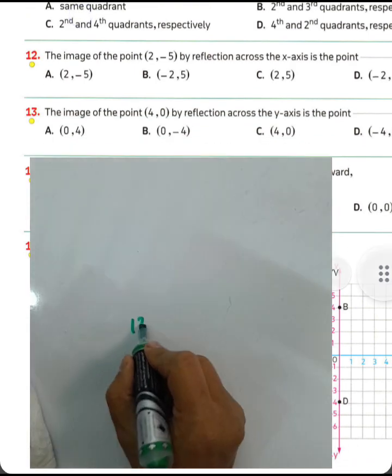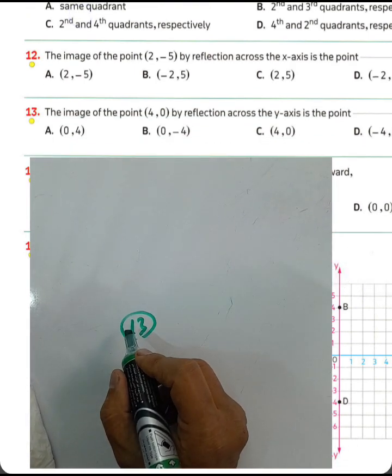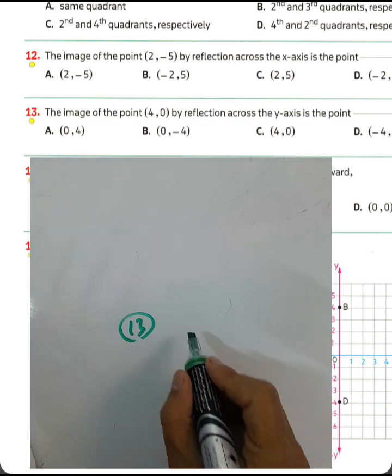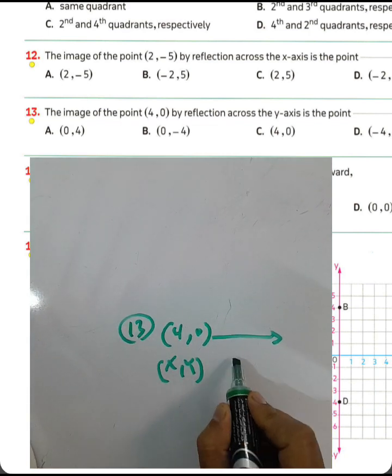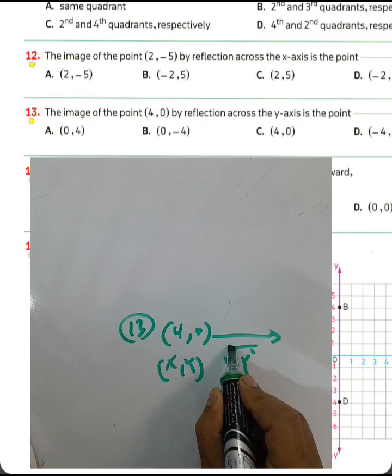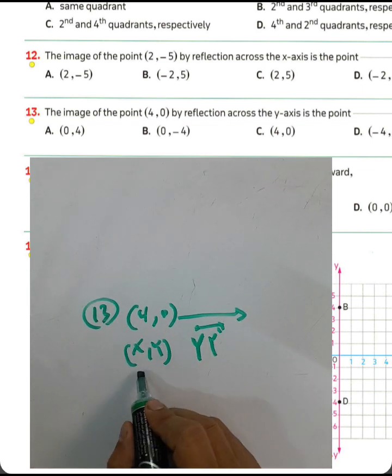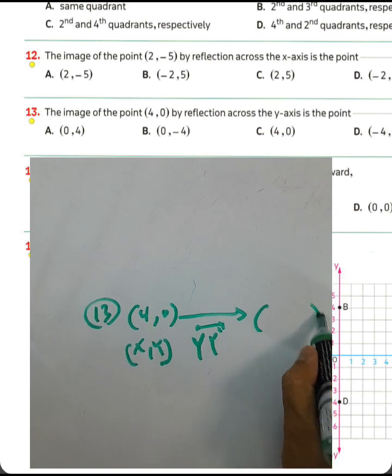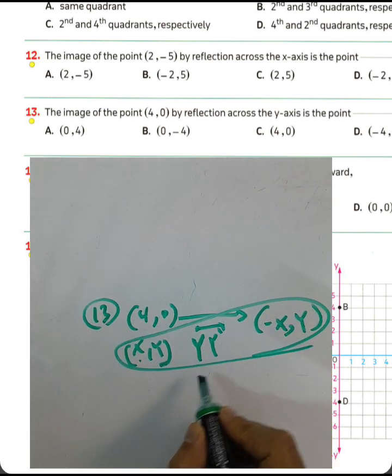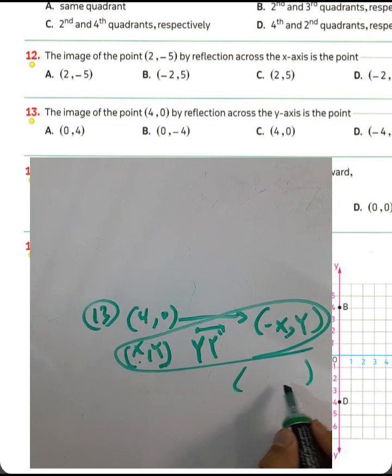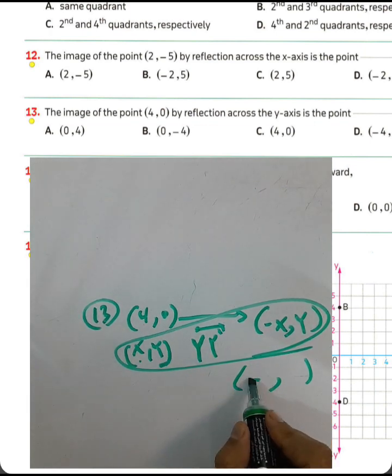Question 13. The image of the point by reflection across the y-axis. To find the reflection of this point across the y-axis, you must put y and change the sign of x. It's the rule, okay? It's the rule of reflection. In the reflection here, you must change the sign here to be (-4, 0).